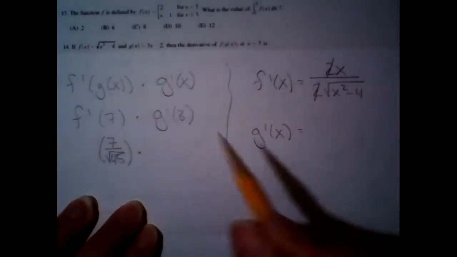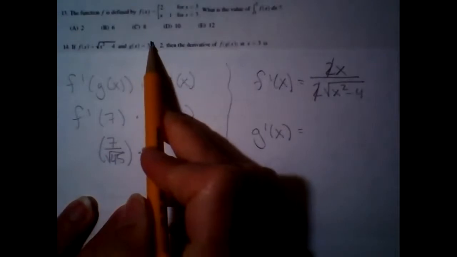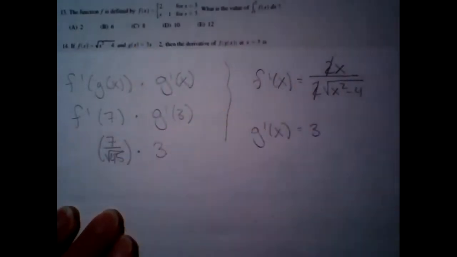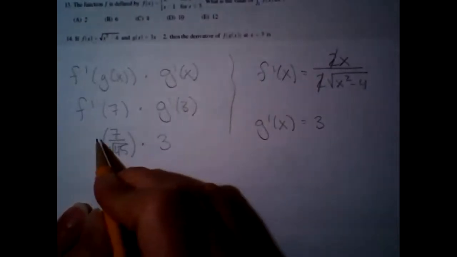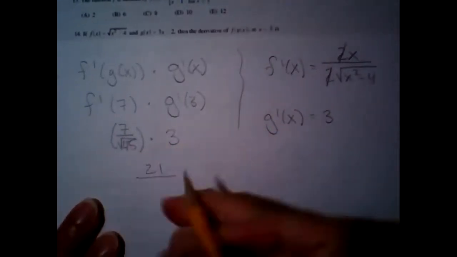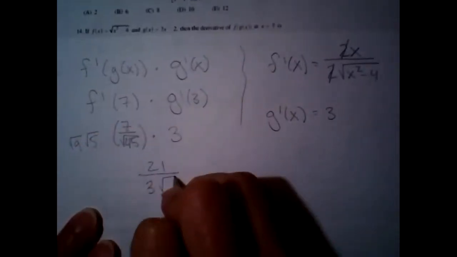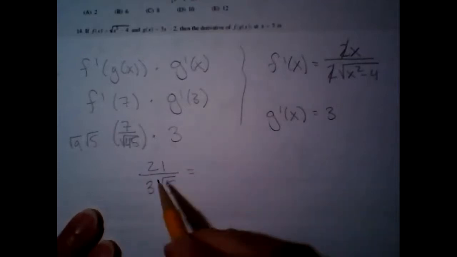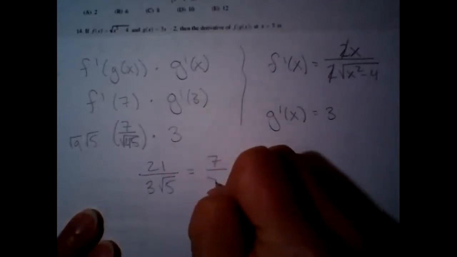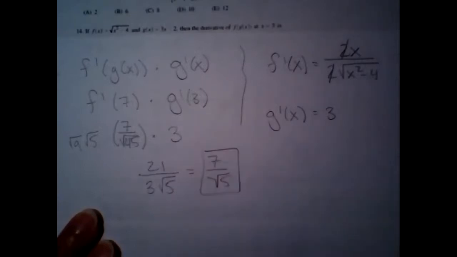All right, let's find g prime. Oh, that's good. We catch a break there. G prime is actually just 3. You don't even need to plug anything in. That'll just be times 3. So 7 times 3 is 21. Square root of 45, that's going to split 9 times 5. So that would be 3 square root of 5. And then 21 divided by 3 is 7. So 7 over square root of 5, and so that one is A.